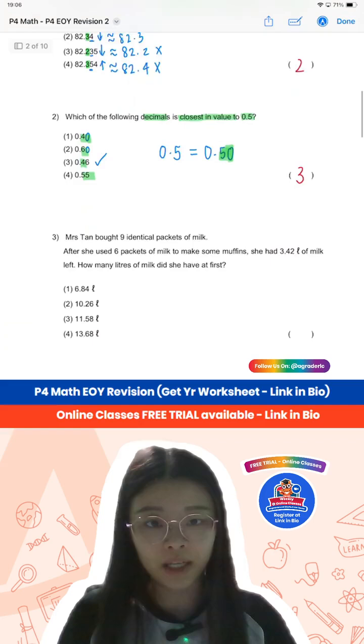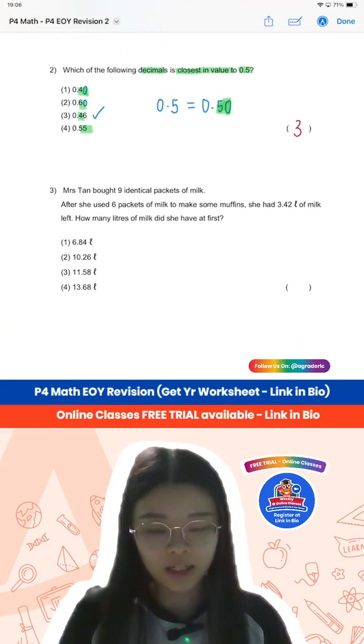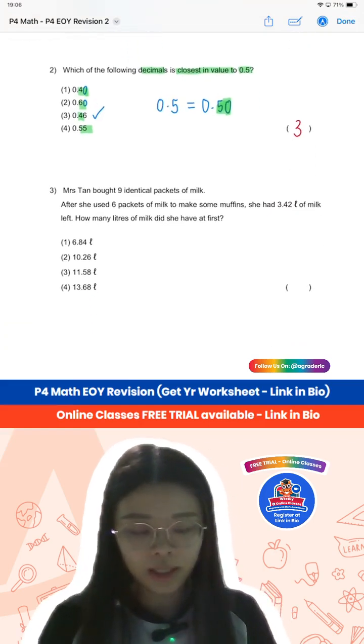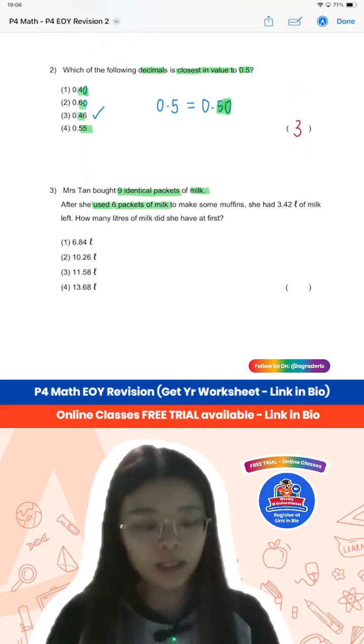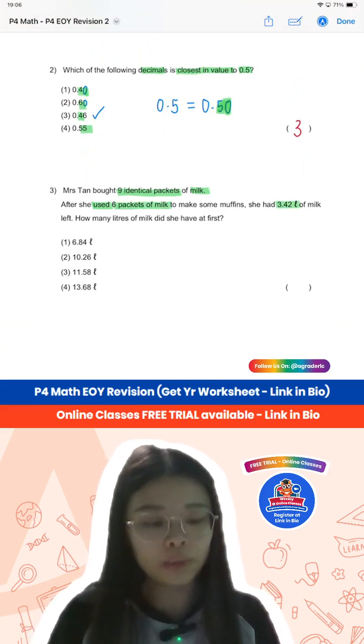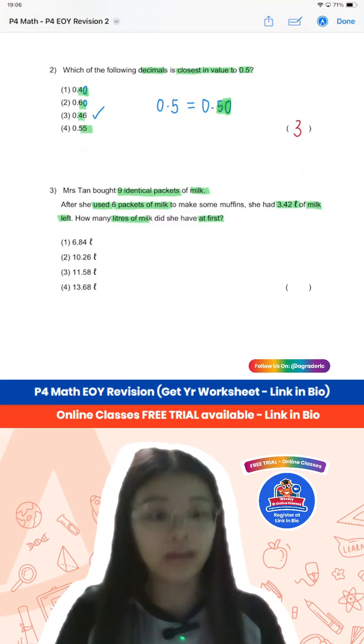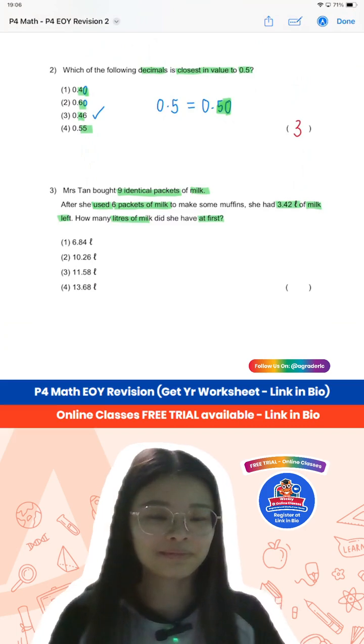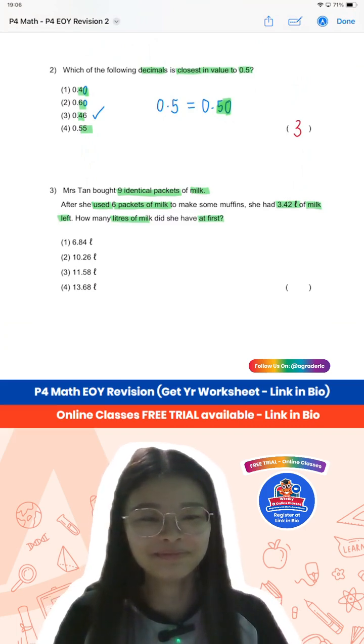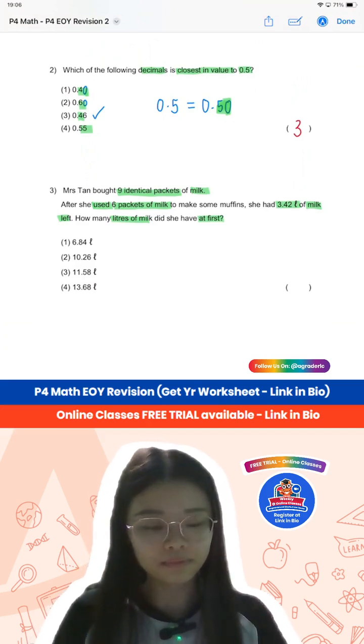Now we can go through question 3. Mrs. Tan bought 9 identical packets of milk. After she used 6 packets of milk to make some muffins, she had 3.42 liters of milk left. How many liters did she have at first? Attempt the question.